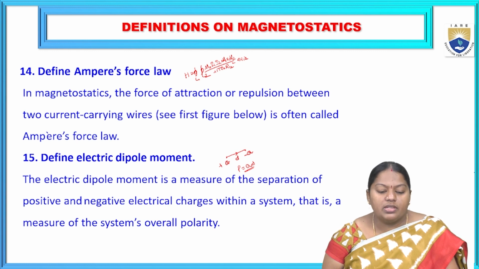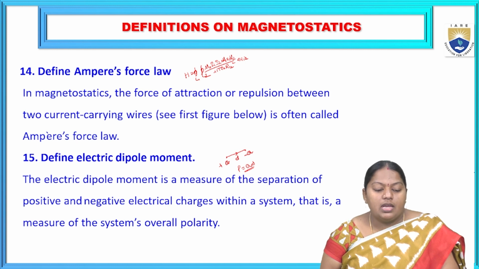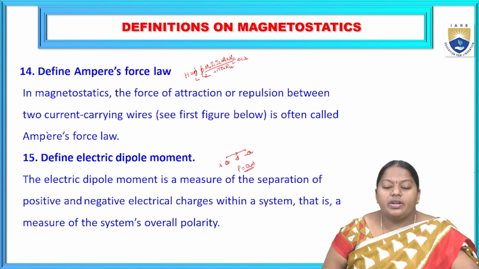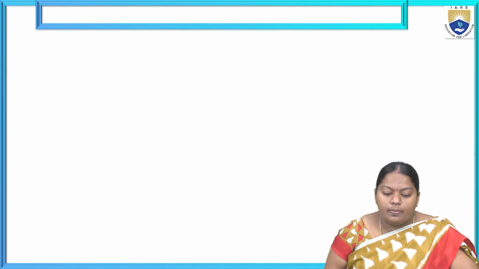Right? Now to define Ampere's force law, we need to consider two current carrying wires, and in magnetostatics the force of attraction or repulsion between the two current carrying wires is called Ampere's force law. Okay.